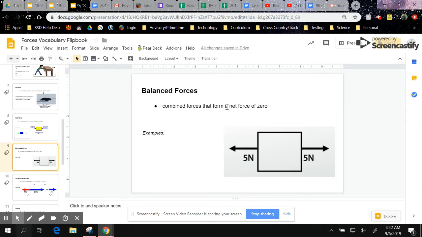Next word is balanced forces. Combined forces that form a net force of zero. All this means is when a force is pulling to the left on this box by 5, and it's pulling by the exact same number on the other side, it's balanced, 5 and 5. So this box isn't going to move anywhere.